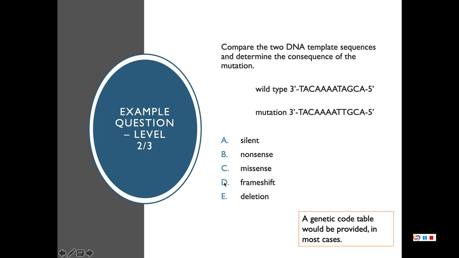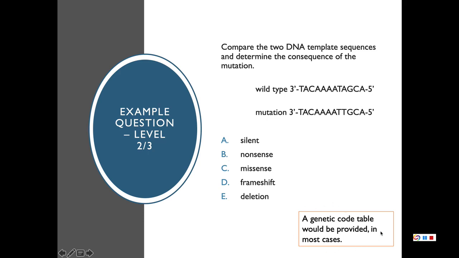And then frame shift and deletion kind of go hand in hand. A deletion would lead to a frame shift, and a frame shift would change up the entire coding for the remainder of the protein after the point that was mutated. So this particular example, our answer is going to be B, which is nonsense.